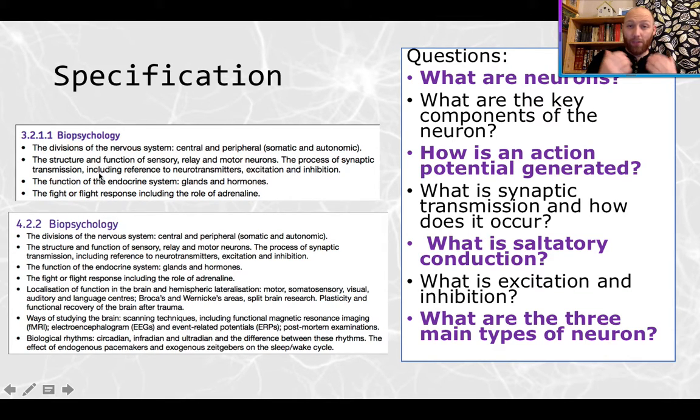Now we're starting off with the second point on the spec because actually I think it's more important to understand the basic building blocks of your nervous system, of your brain, before we get into the divisions. So I like to go back to square one.